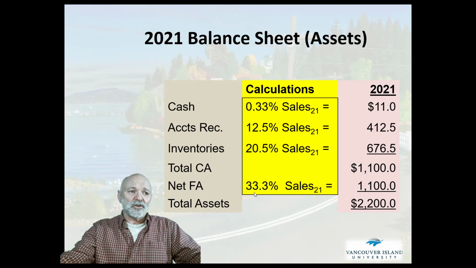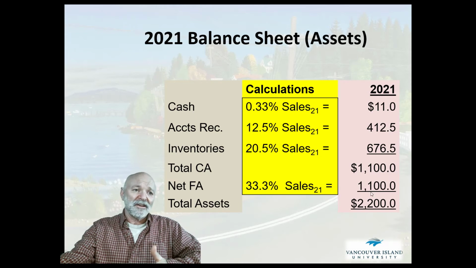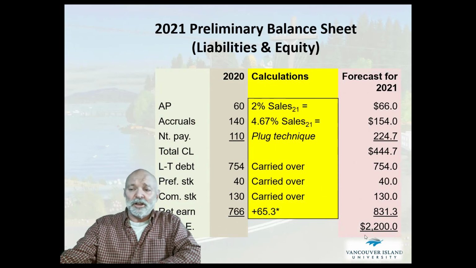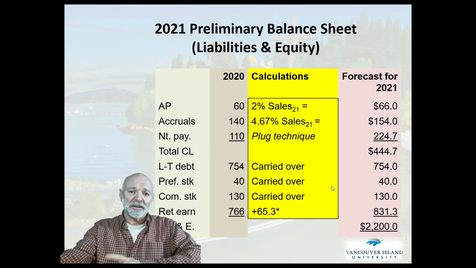Our fixed assets are going to be 33.3% from the past asset to sales ratio of our forecast sales. And 1/3 of $3.3 million is $1.1 million. So we add the total current assets and the total fixed assets, and that gives us a total balance sheet value for assets of $2.2 million. Remember that our assets are $2.2 million, so logically our liabilities and equity also have to be $2.2 million. And surprise, this balance sheet balances. But it wasn't easy to make that happen, and I'll show you why.